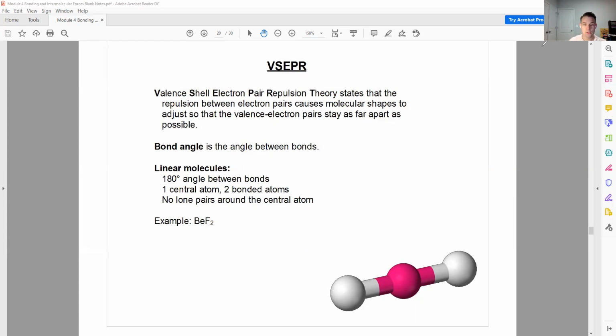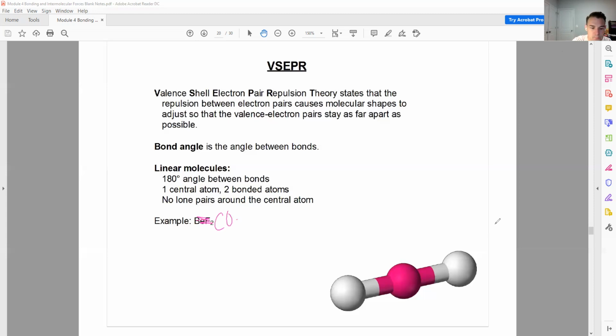So our first shape that we're going to look at is a linear molecule, and this is it down here to the right. A linear molecule has 180 degrees between bonds. It has one central atom with two atoms bonded to it, and there are no lone pairs around the central atom. So that's one way you could have a linear molecule, and this isn't the example we're going to look at. We're going to look at carbon dioxide.